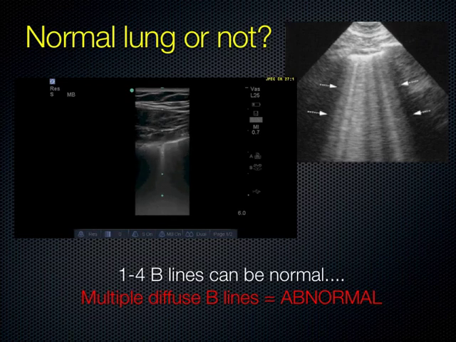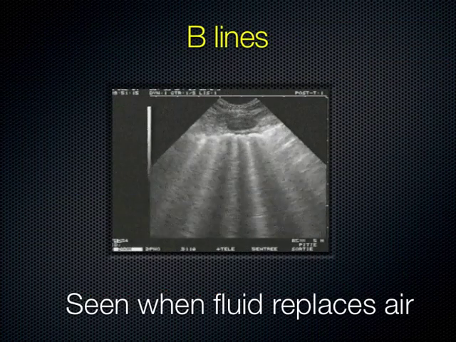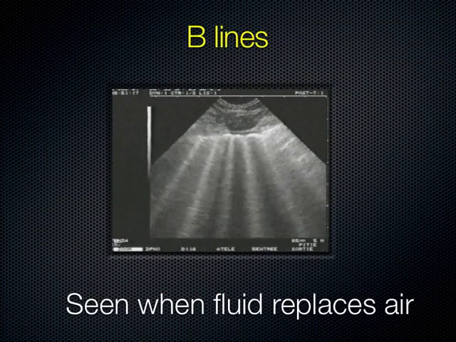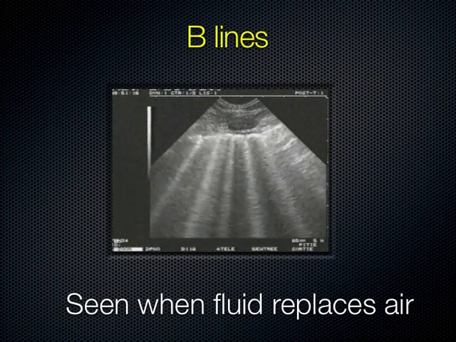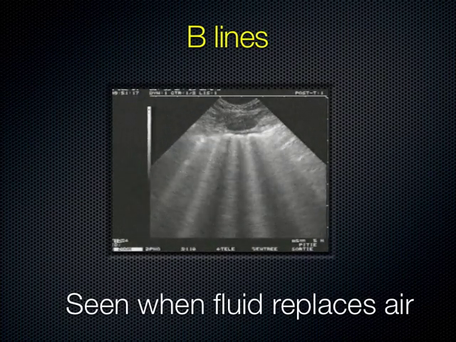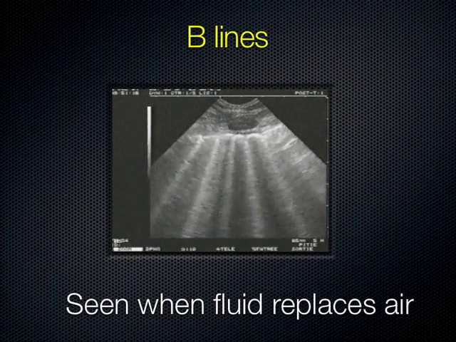So here's an in-motion picture of what B lines look like. The fluid is replacing the air. It looks like a light show. And you'll notice that there's multiple, and they go all the way to the edge of the screen, and the A lines have disappeared. Another example, these are finer B lines, and there's a physiology behind why these look a little bit different than the others, which I'll touch on.